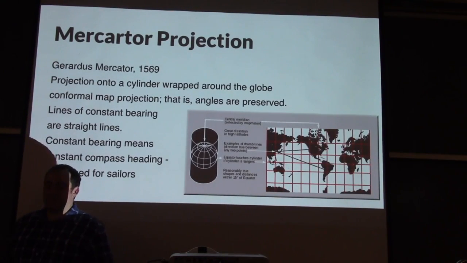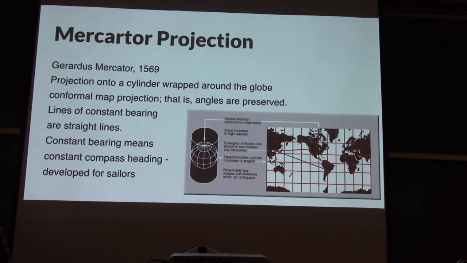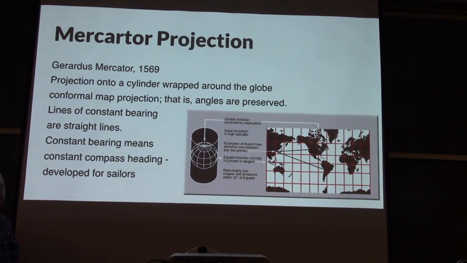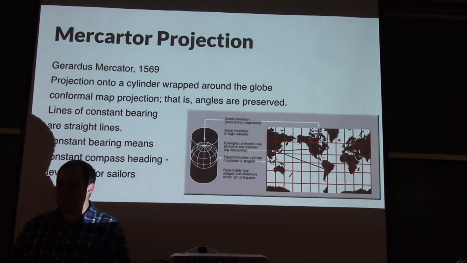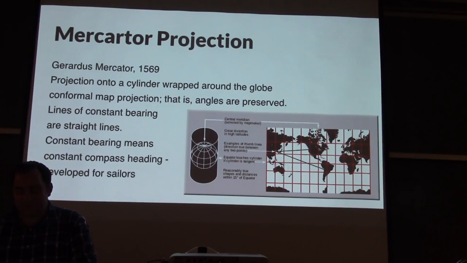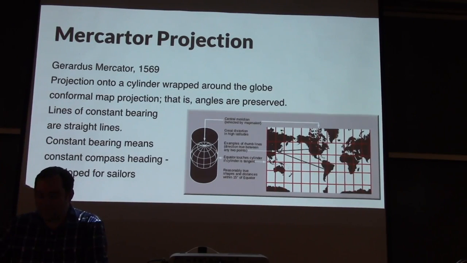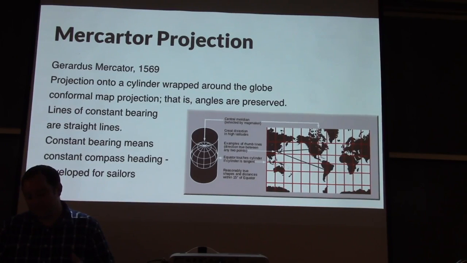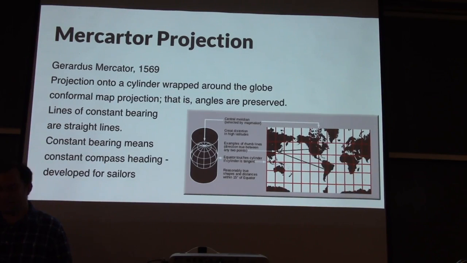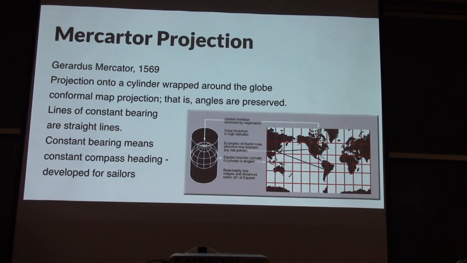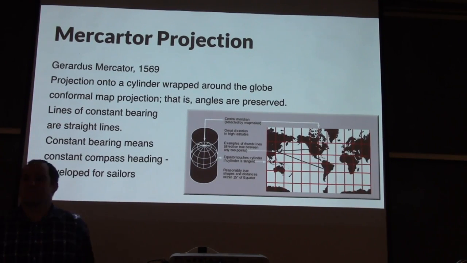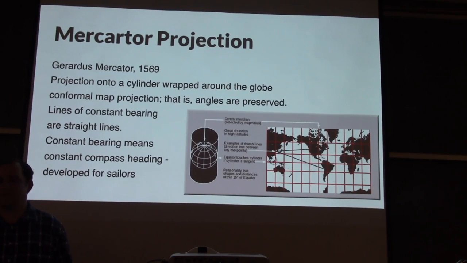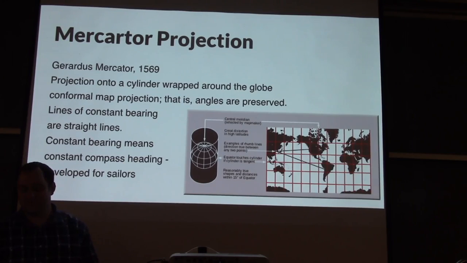The standard one is the Mercator projection that we just talked about. It's from 1569, and this is really a projection onto a cylinder. What is nice about this map is that lines of constant bearing are straight lines. So essentially I can use a compass, look at my map, see what degree relative to north I have to sail towards, and that will work with a Mercator map. I'll arrive at the position that I intend to.